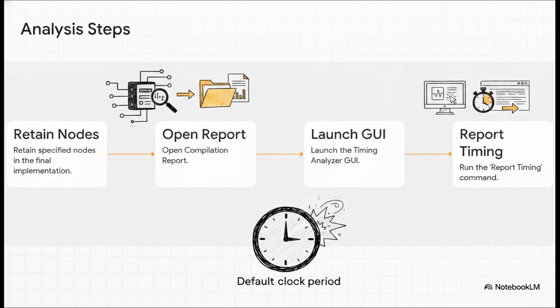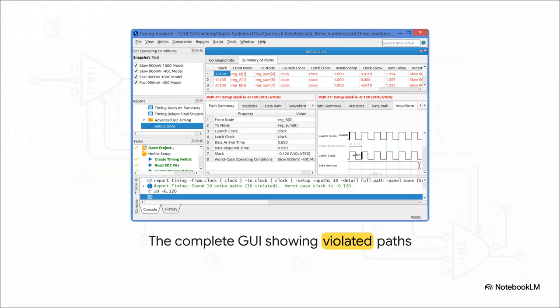So, how do we actually get our software to calculate these setup and hold delays? Well, in Quartus Prime, it's a very specific process. First, we tell the software to keep our specific register names intact during synthesis, just so we can find them later. Then we open up the compilation report, launch the timing analyzer GUI, and finally, we execute the report timing command. Now, keep in mind, by default, the software very aggressively assumes we want a clock period of just 1 nanosecond. And that assumption brilliantly illustrates what happens next.